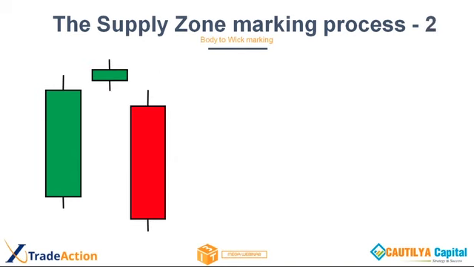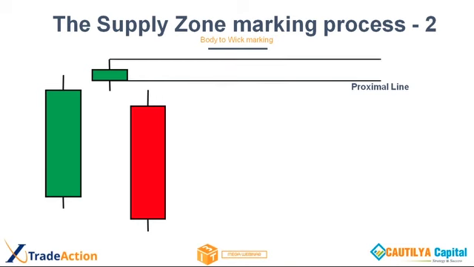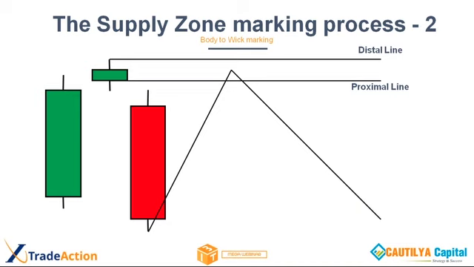Now, in case of a body to wick marking for a supply zone, we will first mark the body of the base candle and then take the high of the base candle to mark the distal and proximal line. Once price comes into that zone, I will take a short at the proximal line with a stop loss at the distal or a little above the distal line, and finally I look for a reversal.